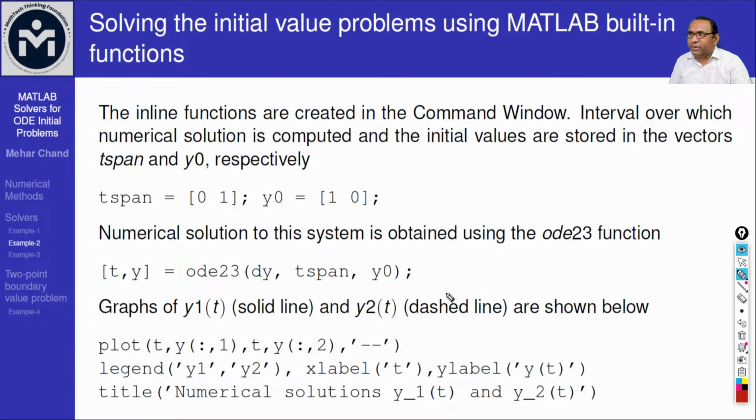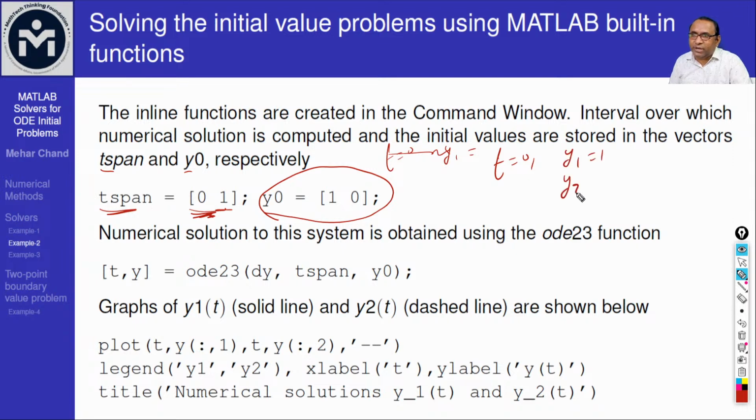Now for the numerical solution, the interval and the initial values are stored in t span and y naught respectively. So t span will be the interval from 0 to 1, and y naught is equal to the conditions when t is equal to 0: y1 is 1 and y2 is equal to 0. These conditions are given in our statement.